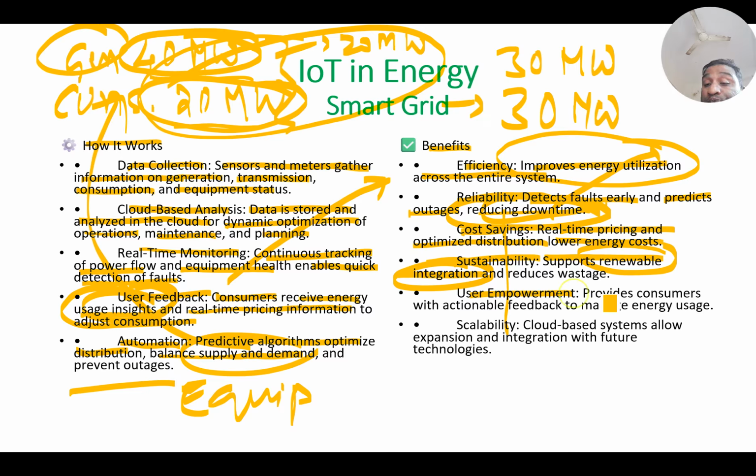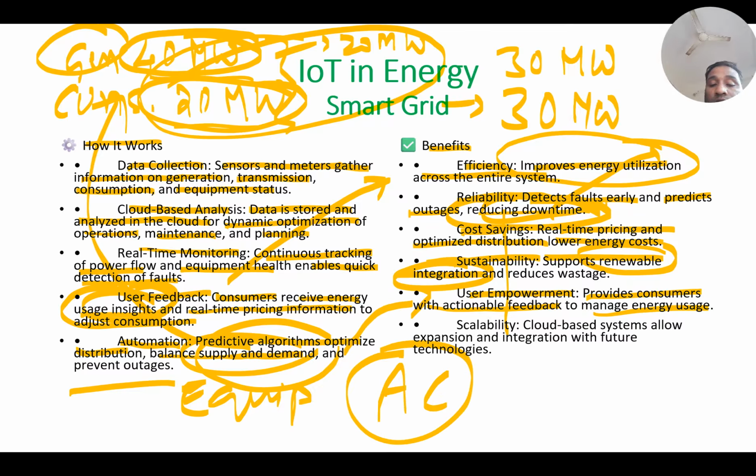User empowerment provides consumers with actionable feedback to manage energy usage. This one I said, the air conditioner example I have given. So this is user empowerment. In my mobile app I can see how much each equipment is consuming, how much energy my washing machine is consuming, how much my water heater is consuming. If I see that, I can take the necessary actions as a consumer. So that is the user empowerment.